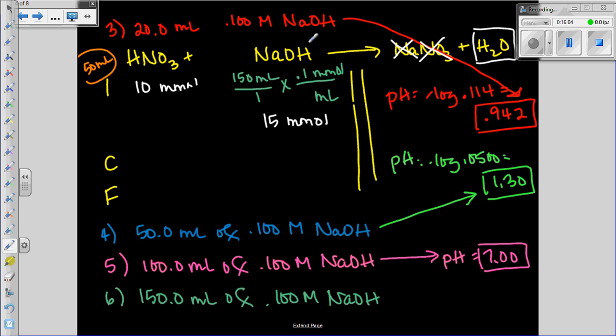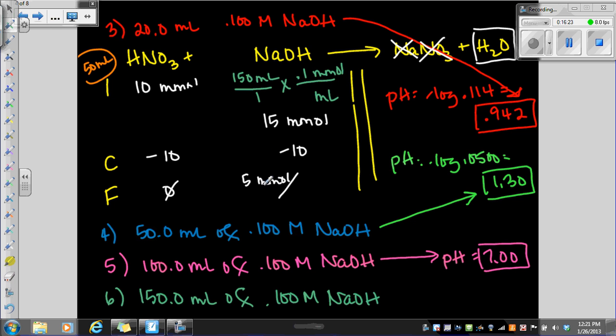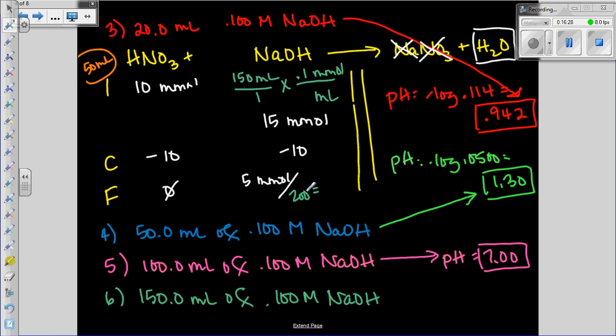At this point, our hydroxide is in excess, and our acid is limiting. So our change is going to go down by 10. We've run out of acid, but we have 5 millimoles of base left. If I take my total volume, which is 200, then 5 divided by 200 is 0.025 molar, and then I need the pH of that.